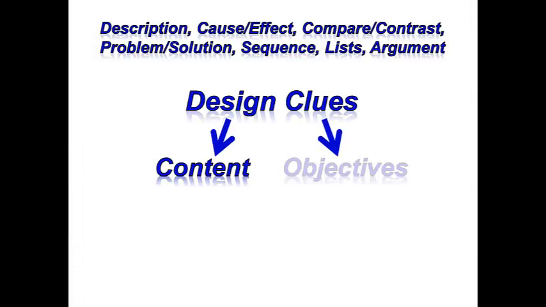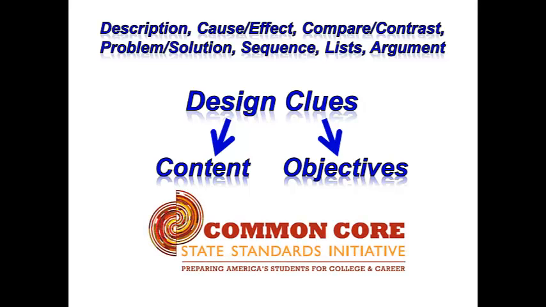Through the prism of informational text structures, look for design clues in your content and your objectives. When we use them for planning, informational text becomes embedded in formative assessment used throughout the lesson. While improving our lessons, we naturally support Common Core.